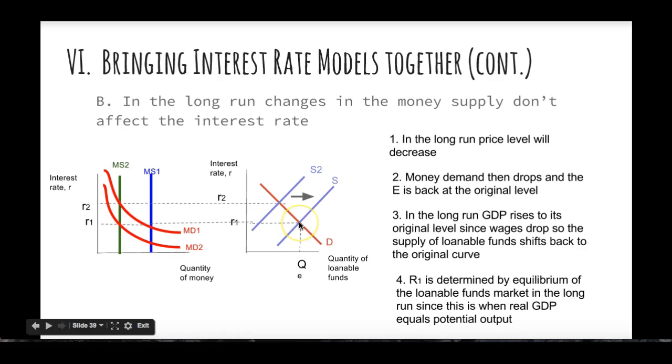Whatever this R1 is, that is when our GDP is at kind of our long run equilibrium. If you think about this also in terms of our long run equilibrium from the aggregate demand and aggregate supply model, this is also the same thing: R1, whatever our original equilibrium level is in the loanable funds market, is what our interest rate is going to be in the long run.